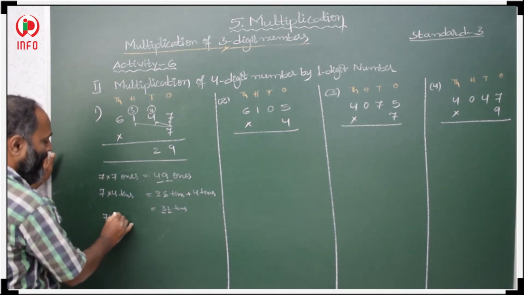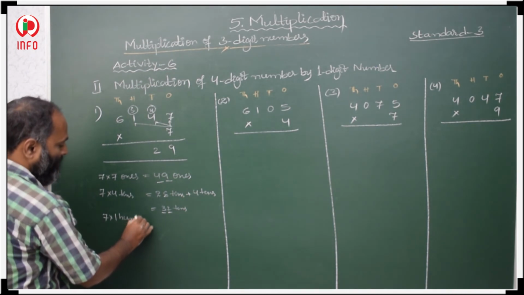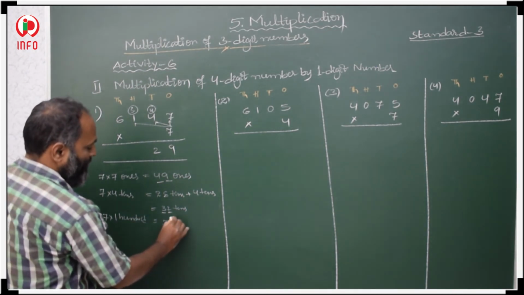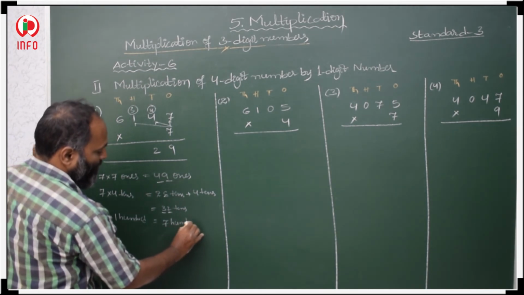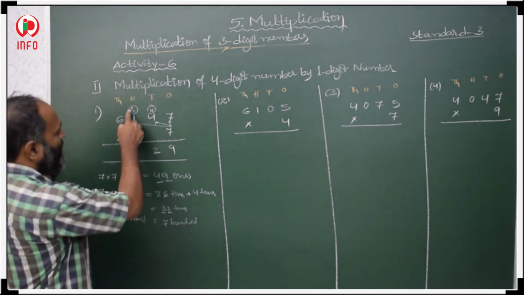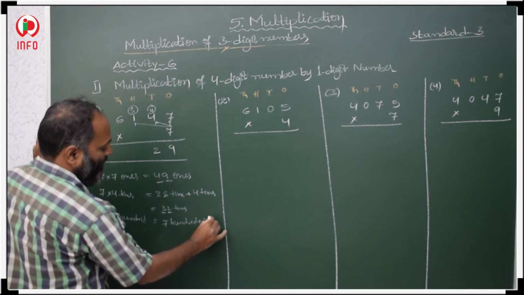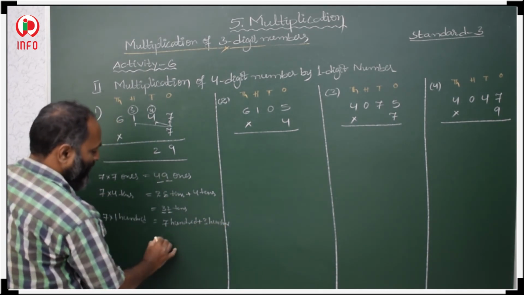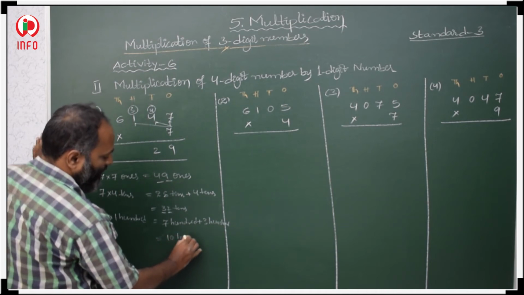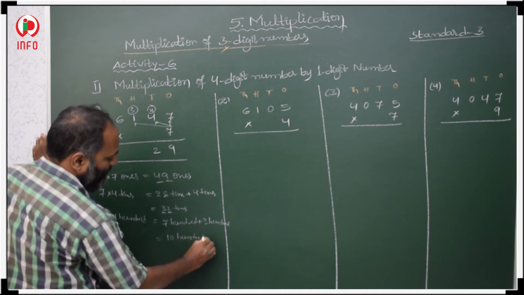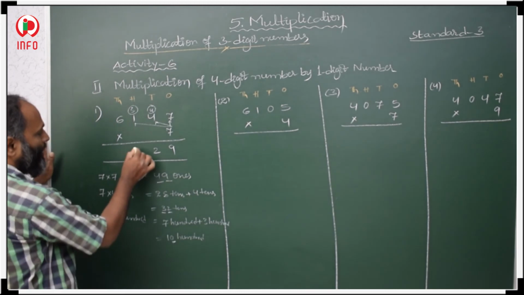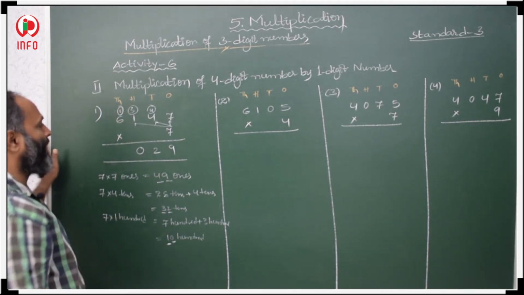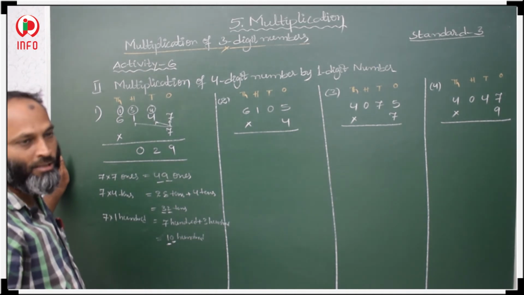7 with 100, 7 ones are 700. What is carry over here? Plus 3, plus 300. 7 plus 3, 10, 1000. It is 0 in hundreds place, 1 in thousands place, carry over on thousands place.